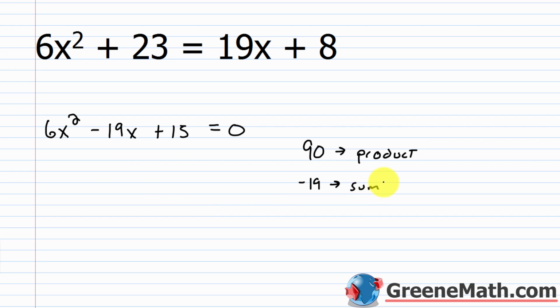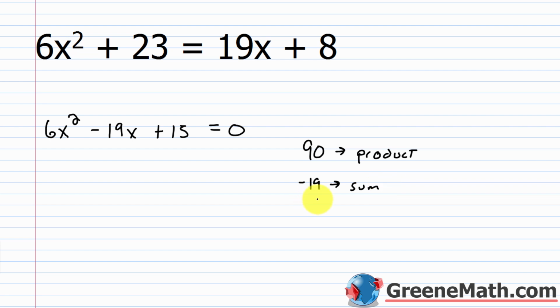Now if I have a positive product and a negative sum, that must mean I have two negatives involved. So let's think about absolute values for a second. For 90, the factors would be 1 times 90. That's not going to work. 2 times 45, that's not going to work. 3 times 30, that's not going to work. It's not divisible by 4. 5 times 18 would not work. 6 times 15 would not work. Not divisible by 7. Not divisible by 8. It is divisible by 9. And 90 divided by 9 would be 10. So 10 and 9 would work.